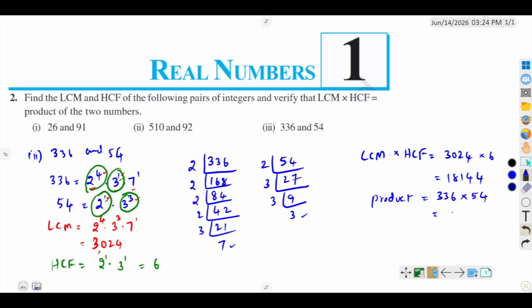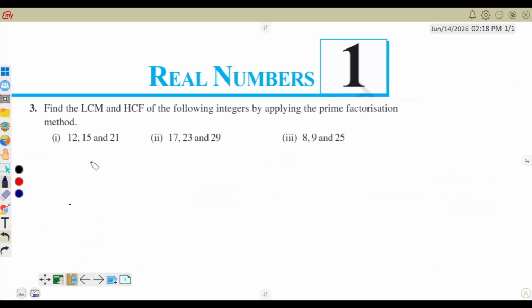So if you multiply, you get the same number, 18,144. Hence it is verified. Next problem, this time we have 3 numbers, but no need to check LCM times HCF equal to product of the numbers. Why, we will discuss later. First of all, we will find LCM and HCF.